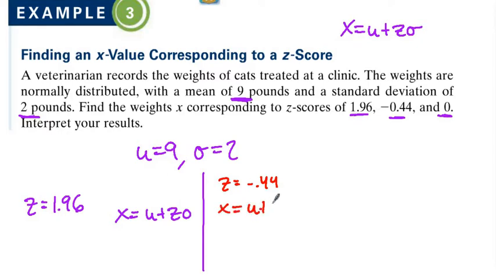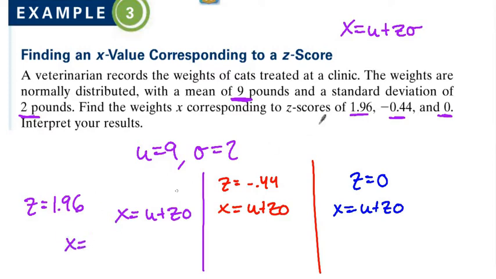I'm just going to write this formula, and again I encourage you to pause it and try. This is just plugging numbers into a formula. That's really all it is. And then finally z equals 0. Okay, so let's try each of these. So the first one, we want to find what x is. First of all, this cat has a z-score of 1.96. Would you expect it to be lighter or heavier than 9 pounds? And the answer is heavier, because it has a positive z-score, so it's going to be above average.